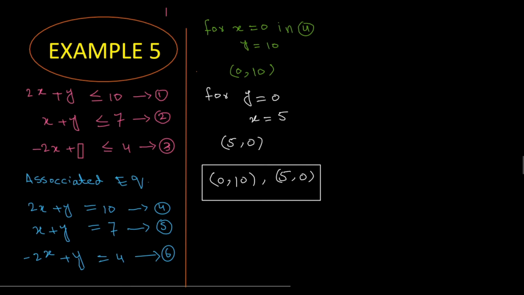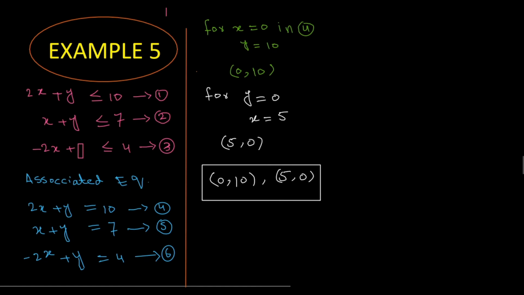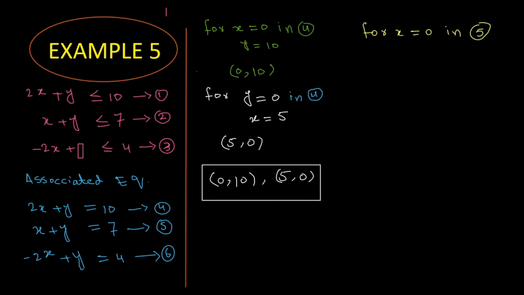Okay, and now we take x is equal to 0, but in which equation? In 5. For x is equal to 0 in 5, you can see over here we get y is equal to 7. This implies y is equal to 7 and our point is (0, 7).